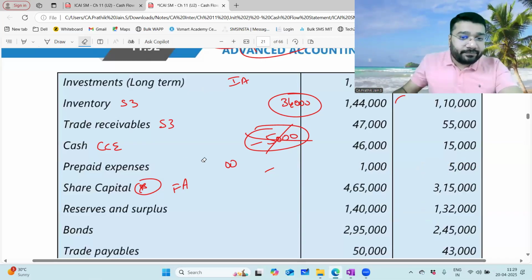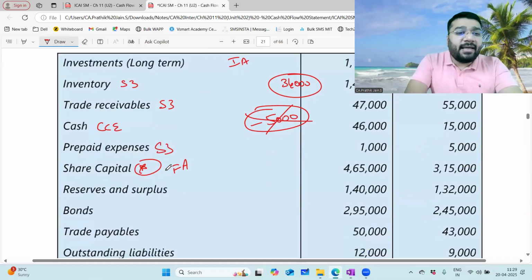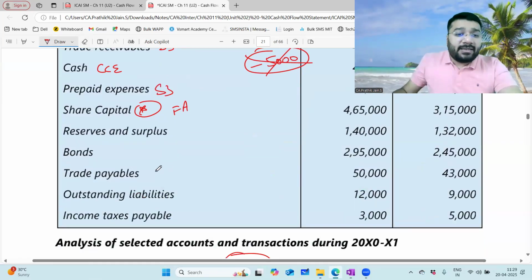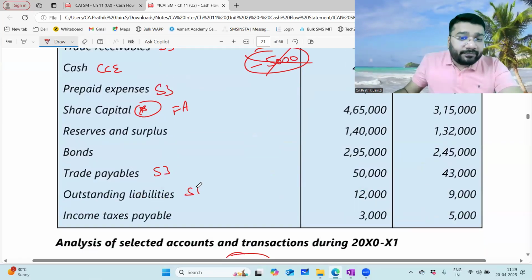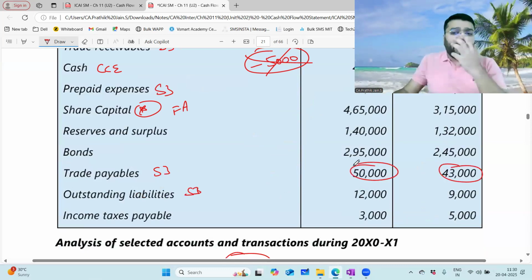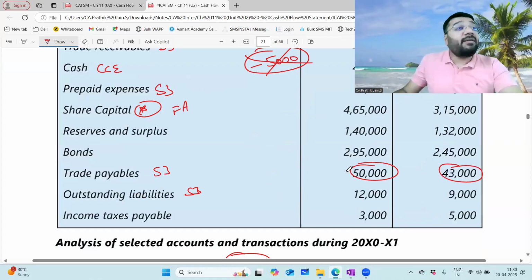Next. Anything else? Any other segment 3 items? So trade payable is there. Segment 3, trade payable. From 43 it became 50. Increase in trade payable. What am I supposed to do? Add back.